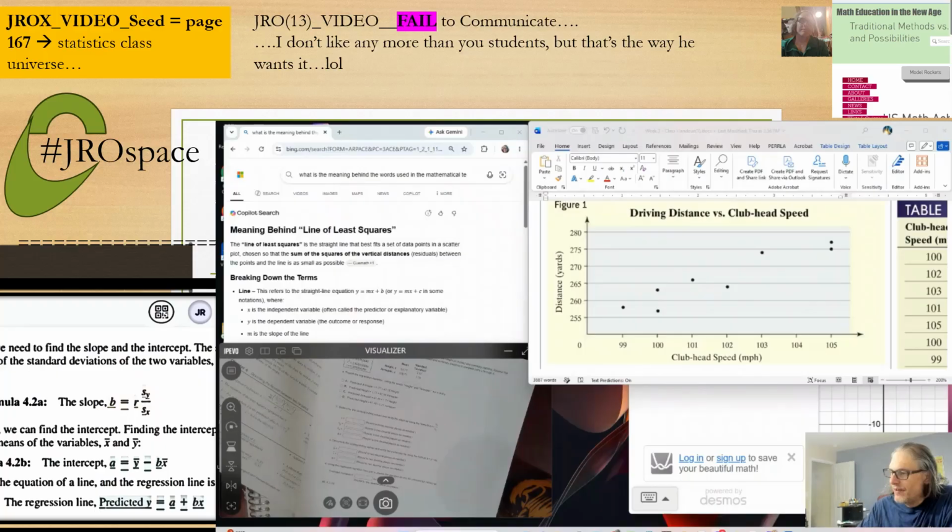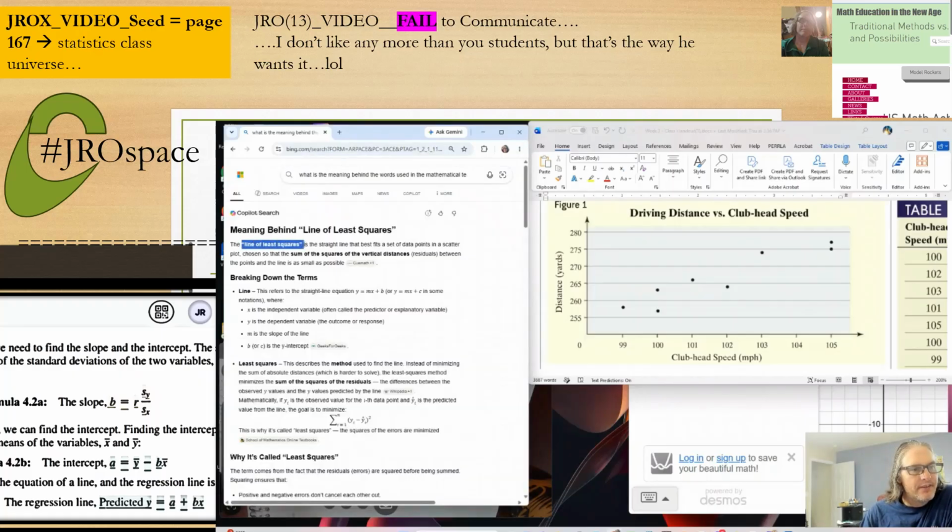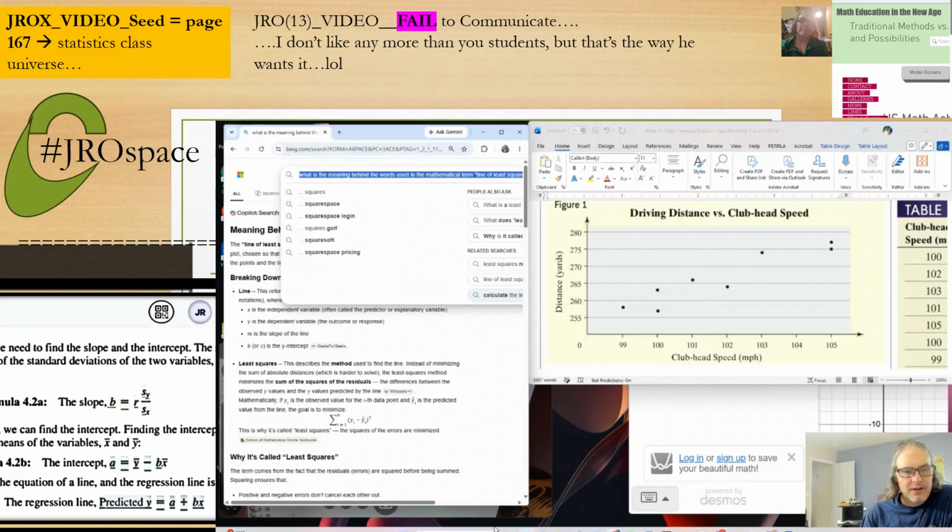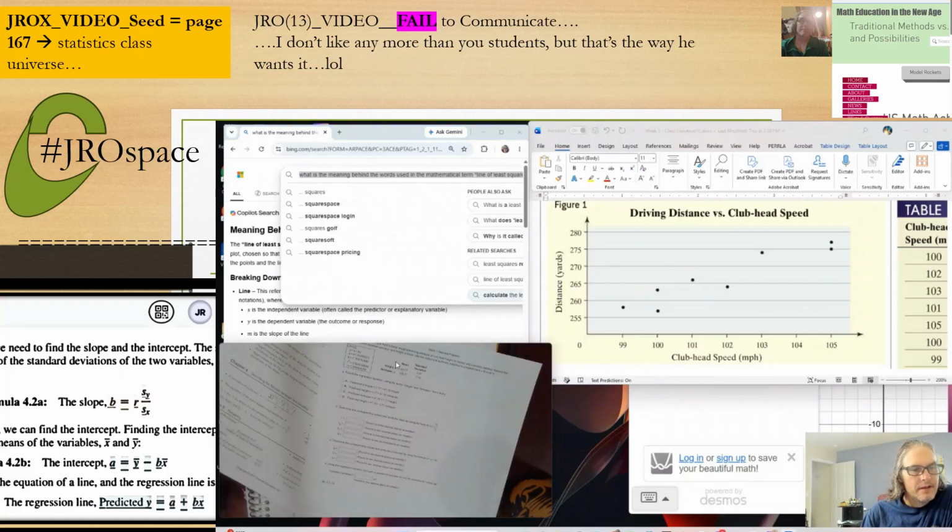All right, so in this video we're going to bank the old school stuff, show how it works, and from now on we're going to use technology. But we have to bank the old school version first, and that's where we're going to start. And you'll see this term line of least squares, and that's really the meaning of the line of least squares. That's the big question on this, right?